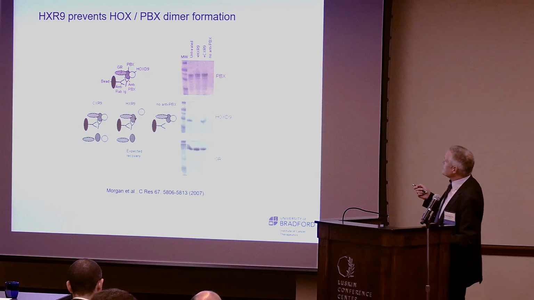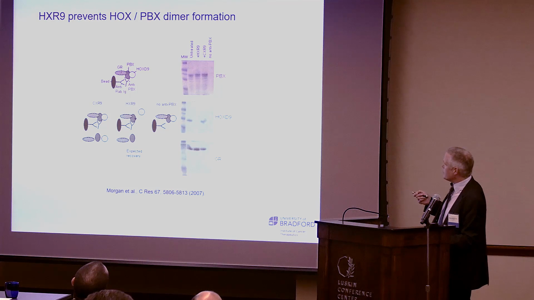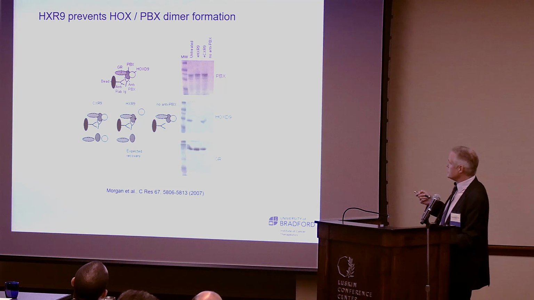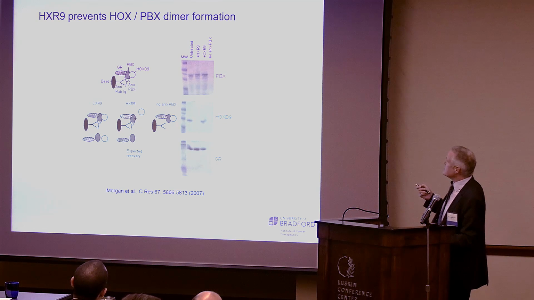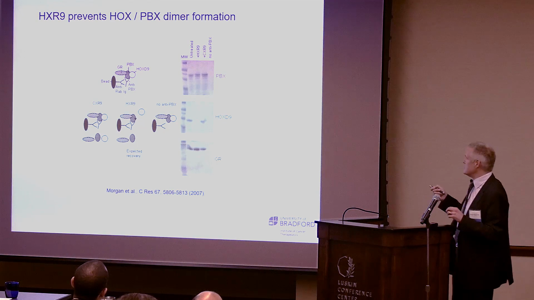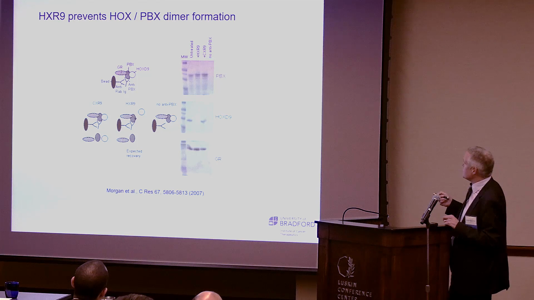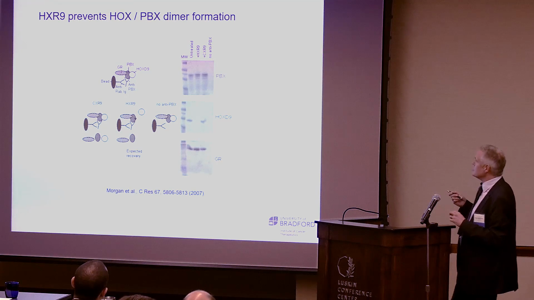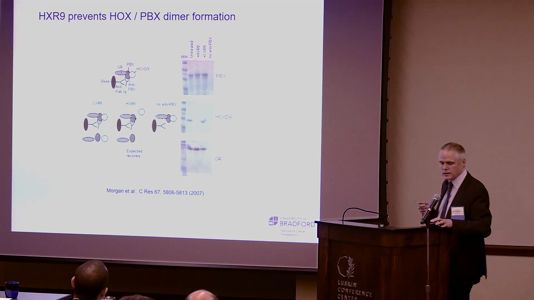And what you can show is that when you add HXR9, you can no longer recover HOXD9, although you can still recover glucocorticoid receptor, which also binds to PBX. Whereas if you add CXR9, this control peptide, which is a single amino acid difference, you see that you get HOXD9 back. So that single amino acid is in fact crucial to the function of HXR9.